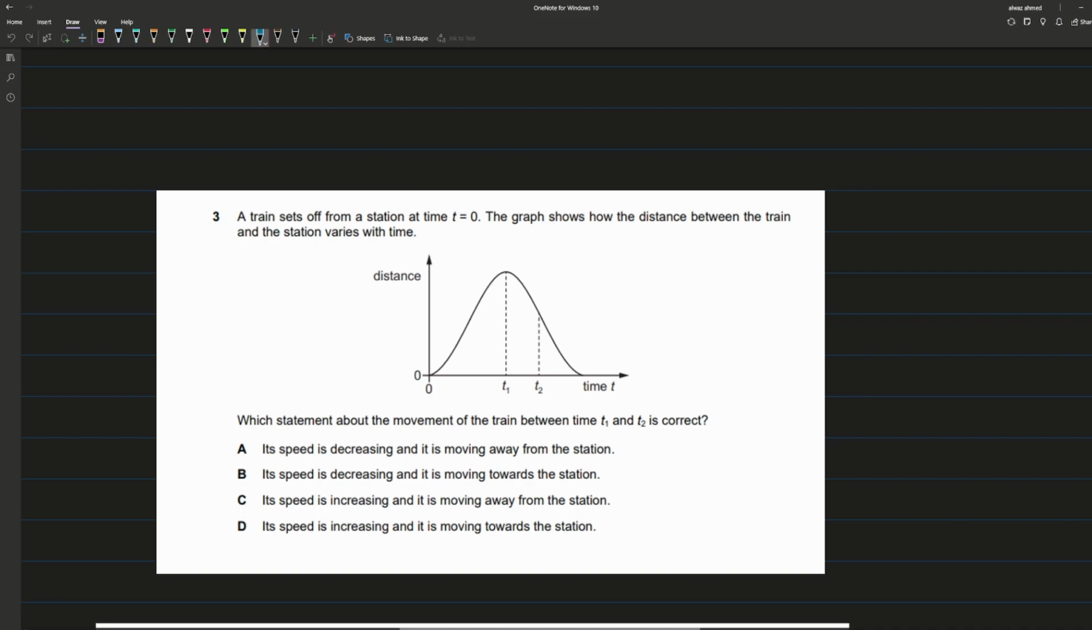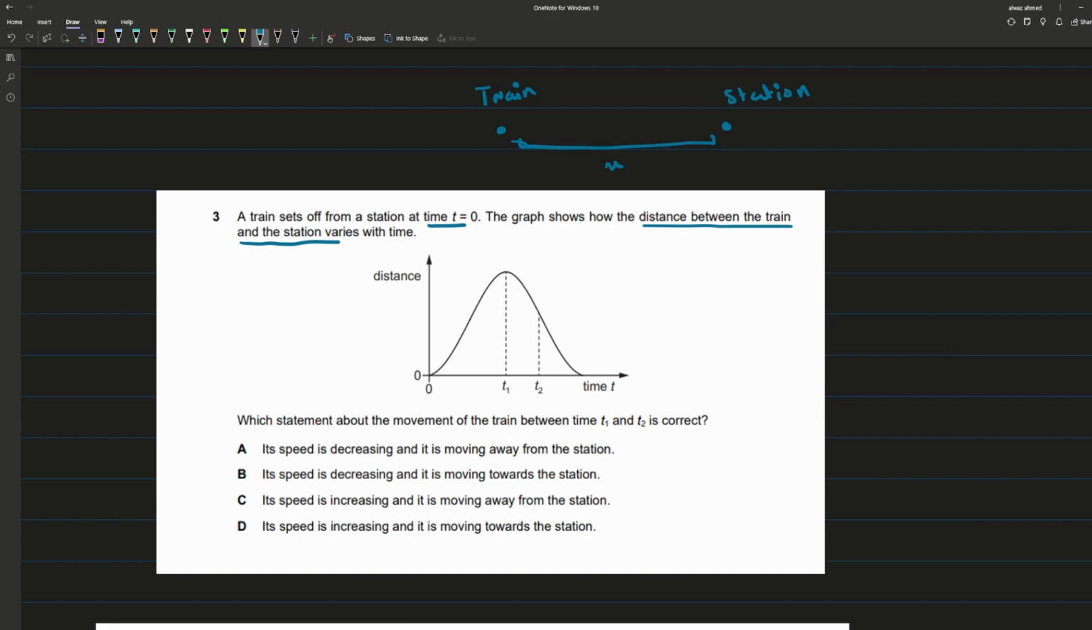Okay, so now let's do an example question so that we understand how we apply this concept in real life questions. So we've got a question that a train sets off from a station at time t equals 0. The graph shows how the distance between the train and the station varies with time. So I'm going to make this small diagram. We've got train and we've got station, and this is the distance that the graph is representing.